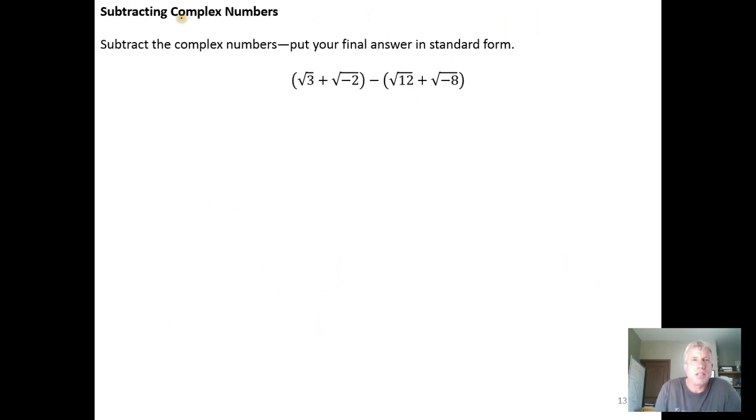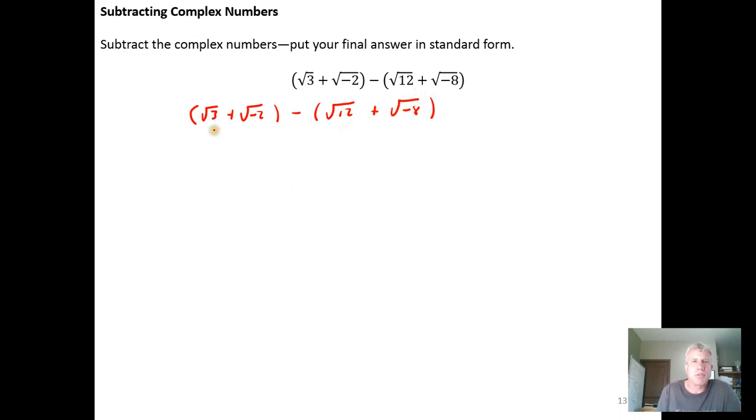Here it's a difference of two complex numbers. I've got a subtraction outside the parentheses. I know I'm going to have complex numbers because I have the square roots of negatives going on. So my first step is going to be to go ahead and rewrite the problem. Square root of 3 plus the square root of -2 minus the square root of 12 plus the square root of -8.